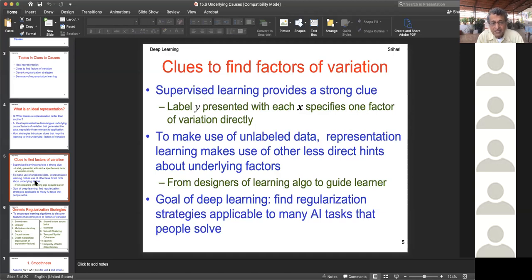And these come from the designers of the learning algorithm to guide the learner, just like the supervised label, they have other methods. So the goal of deep learning is to find regularization strategies applicable to many AI tasks that people solve. So what kind of regularization strategies are useful when people start taking AI and applying it to all kinds of problems? What kind of regularization strategies could they use, right? So that's what we're asking.